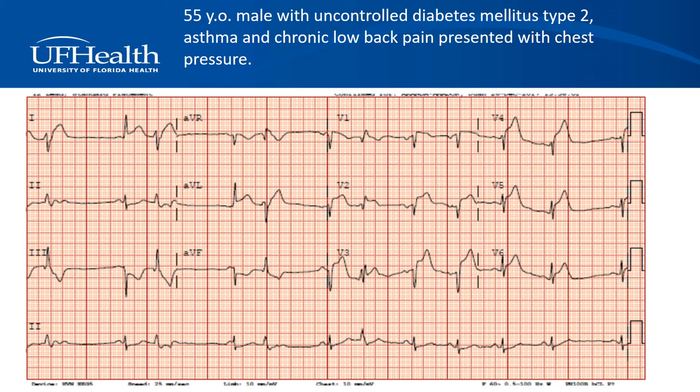However, his repeat EKG, which is shown here, clearly demonstrates ST elevations in leads V1 through V4 with reciprocal ST depressions in leads 2, 3, and aVF, which show a true ST elevation MI. He was STEMI alerted and taken to the cath lab, where a left heart cath showed an occluded proximal LAD as the STEMI culprit.